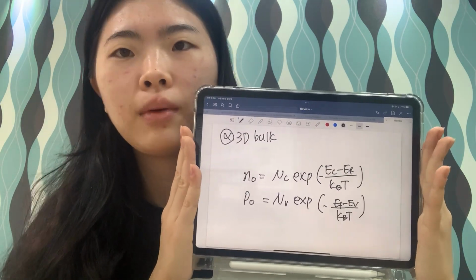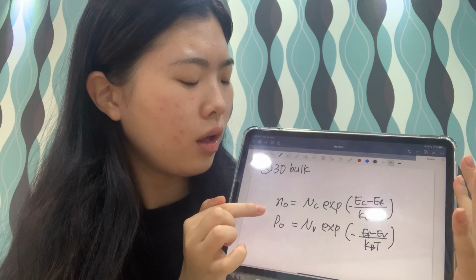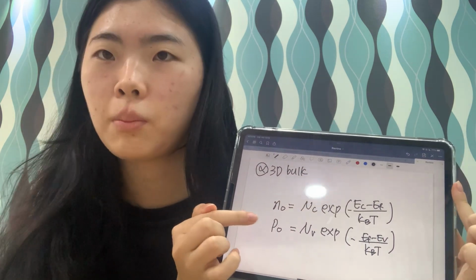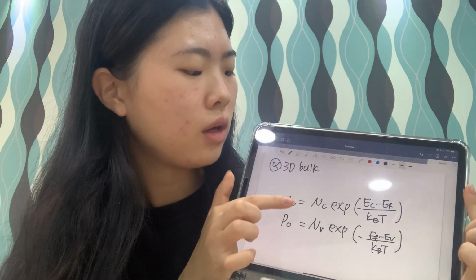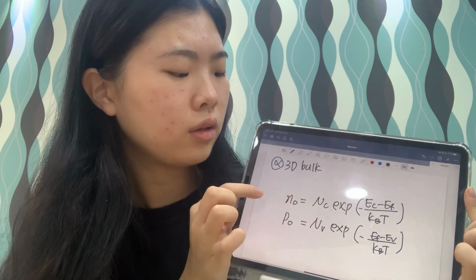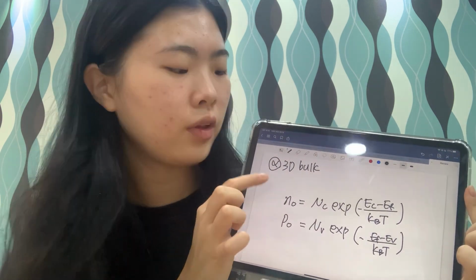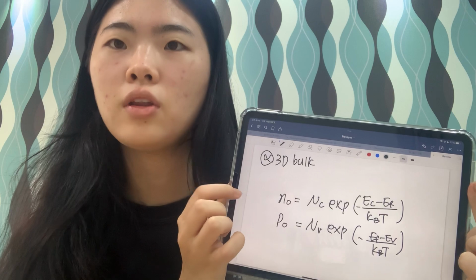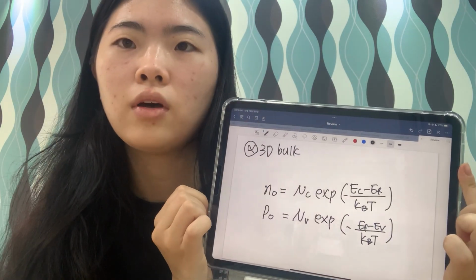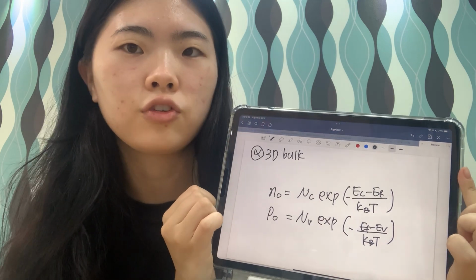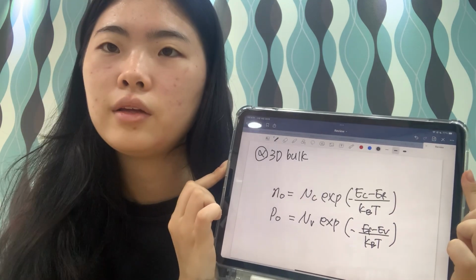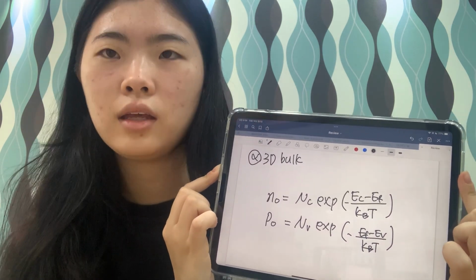In a 3D bulk, we can calculate the number of electrons and the number of holes. We can calculate the number with this equation, and in this equation, NC means the effective density of states in the conduction band, and NV means the effective density of states in the valence band.